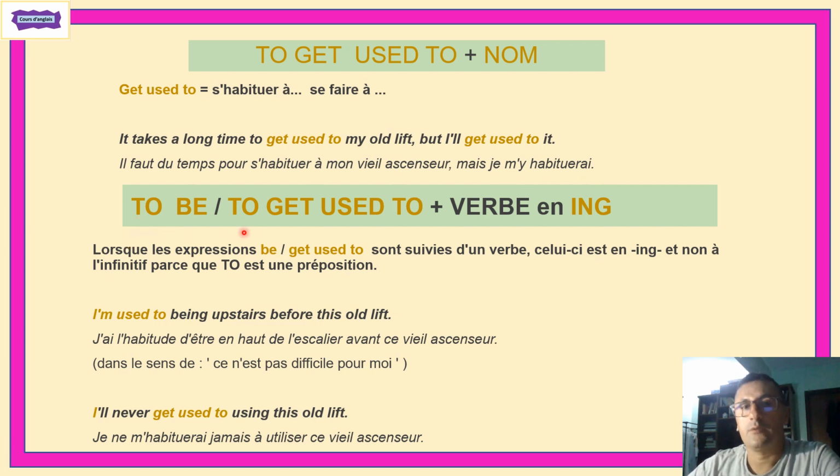To be ou bien to get used to plus verbe à la forme ing. Lorsque les expressions be, get used to sont suivies d'un verbe, celui-ci est à la forme ing et non pas à l'infinitif, parce que to est une préposition. Par exemple, on dit : I'm used to being upstairs before this old lift. J'ai l'habitude d'être en haut de l'escalier avant ce vieil ascenseur, dans le sens de ce n'est pas difficile pour moi.